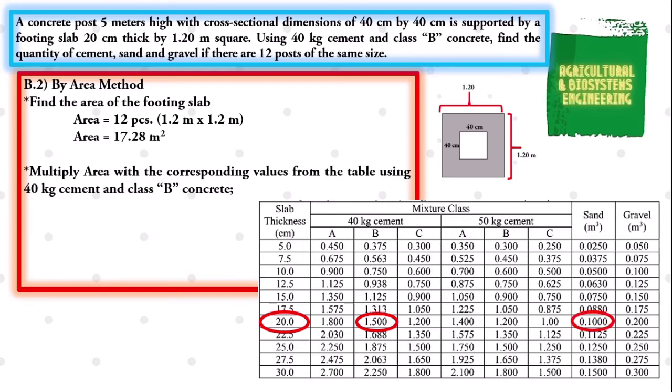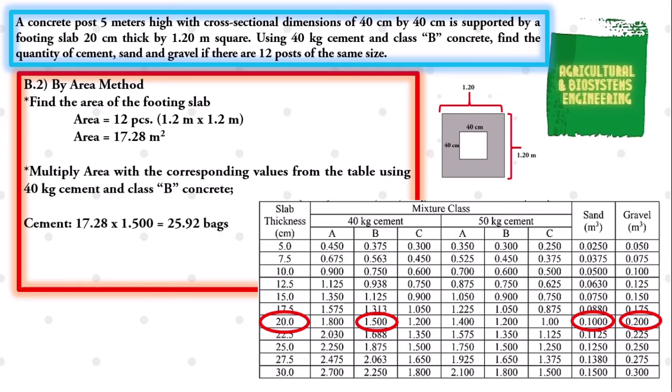In area method, we always take into account the thickness of our slab. Since our slab has 20 cm thickness, we will use this to locate our necessary values. We have the cement value from Class B mixture under 40 kg cement to be 1.500, the sand value to be 0.100, and the gravel value to be 0.200. Now that we identified the values, we now proceed in solving the quantity of our materials.